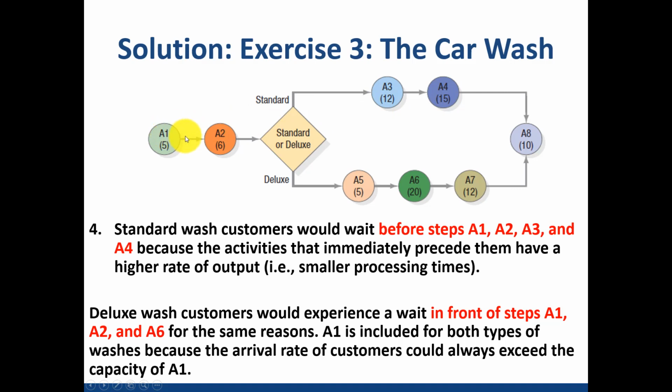So they will stop. Here they will be stopping. Here the same, and here the same, only here. Here we won't, because here it's the opposite. You see, that is the slowest, the following step is faster. So here we don't have a waiting line.